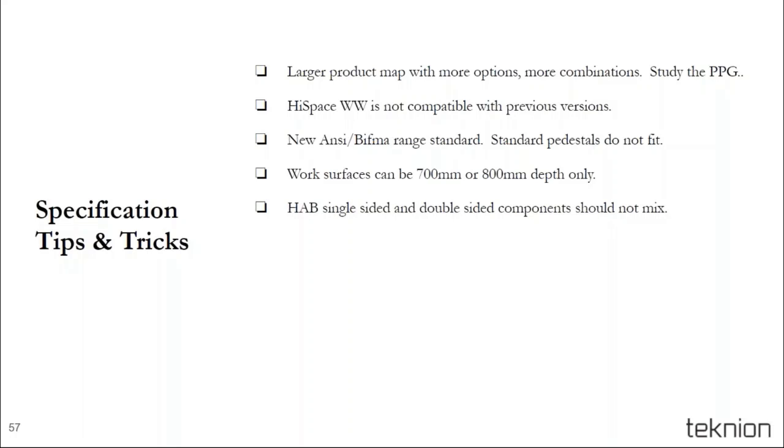So HAB single-sided and double-sided components should not mix. This is not a hard and fast rule. The rule here is to make sure that we don't make a specification error. If you specify a single-sided work surface, although aesthetically and size-wise it's the same as a double-sided work surface, the location of the fixing holes is different. So generally speaking, we are discouraging everybody from mixing single-sided HAB with double-sided HAB components.